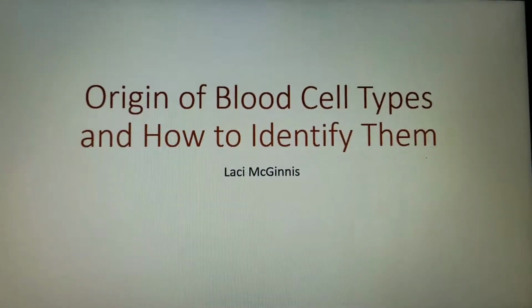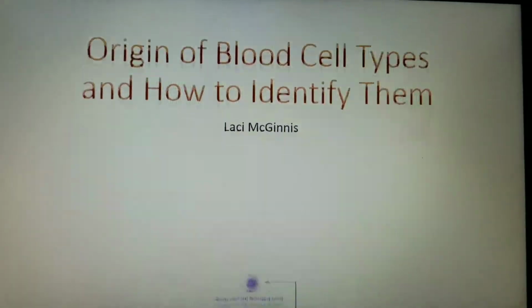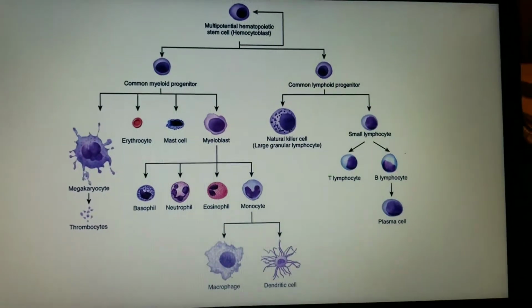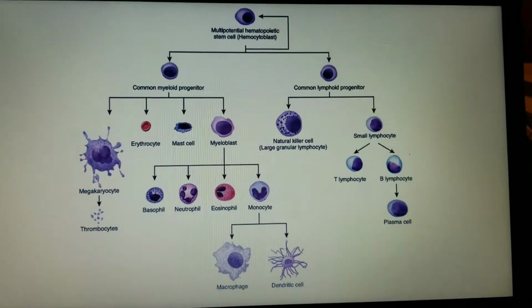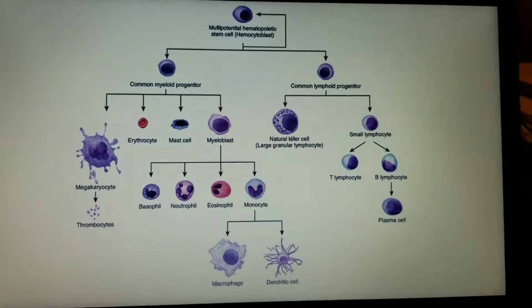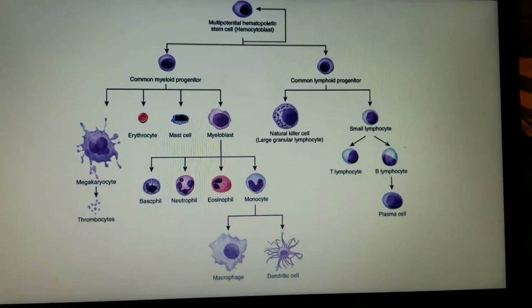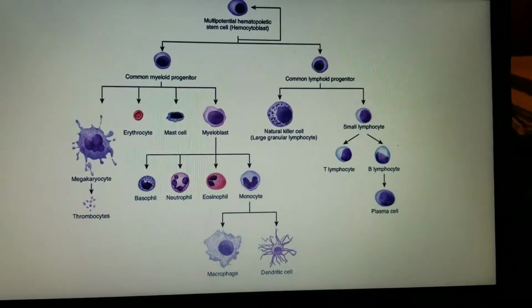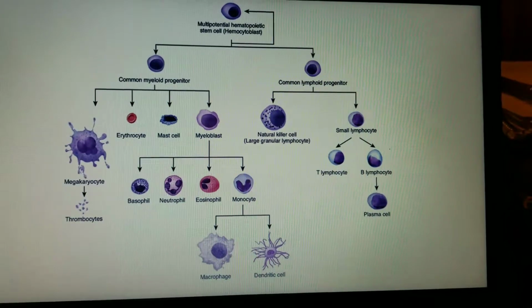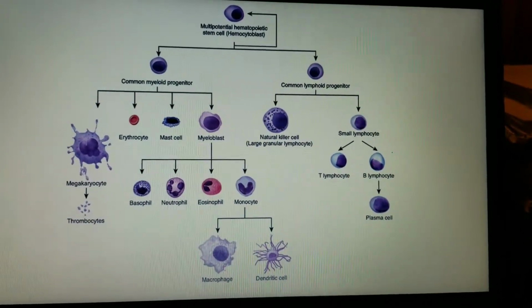This video is about the origin of blood cell types and how to identify them. This chart shows the lineages and how they all come from hematopoietic stem cells. And then basically you have the myeloid lineage and then the lymphoid lineage. And I'm going to go into detail about all of these different types of cells.